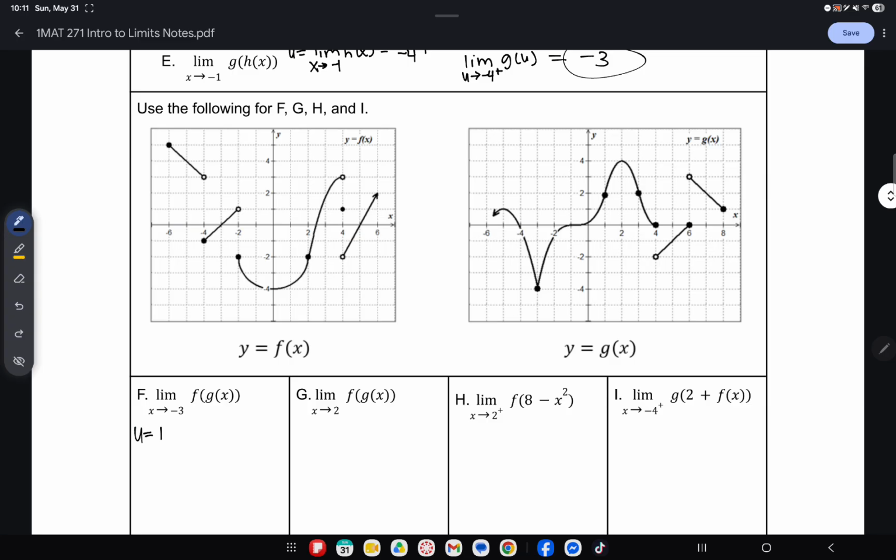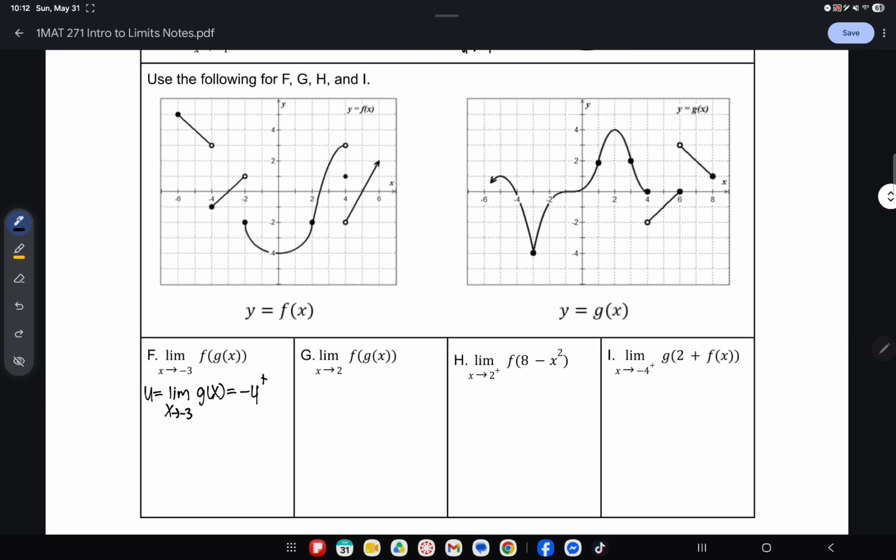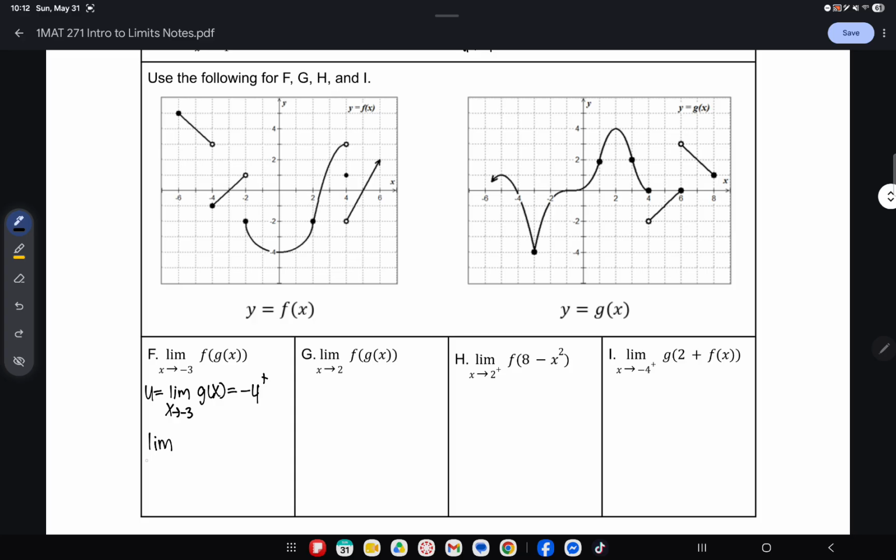All right, so u is going to be the limit of the inside. So the limit as x approaches -3 for g of x. So here's g of x. We're going to go to -3. And our limit is -4 from above. So -4 from above. So I can do my limit as u approaches -4 for now f, the outside function. So here's f. We're doing -4 from the right, and that's going to give me -1.